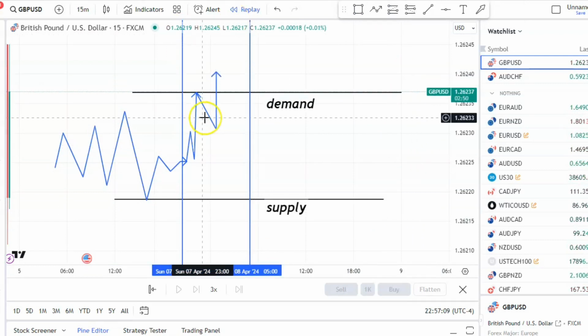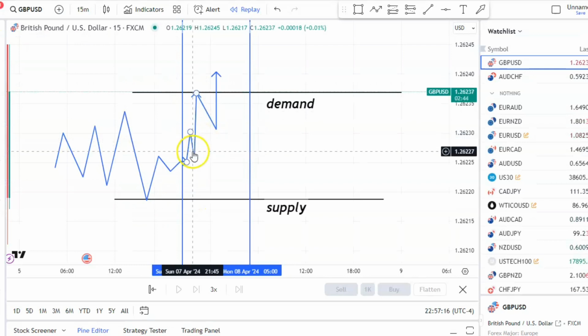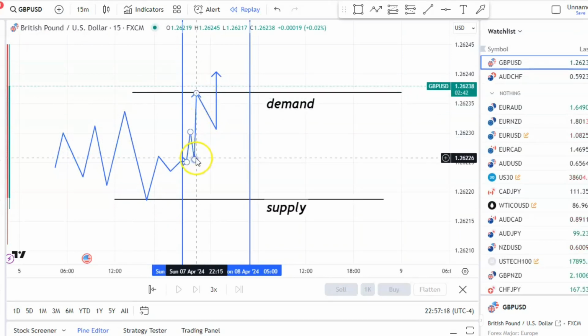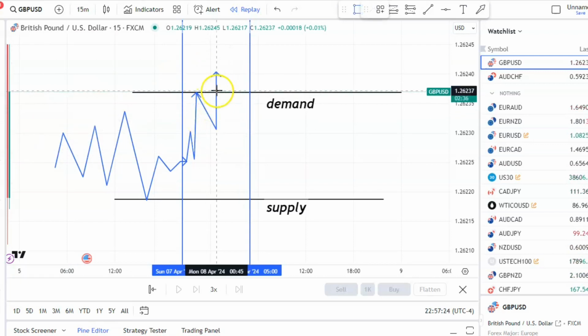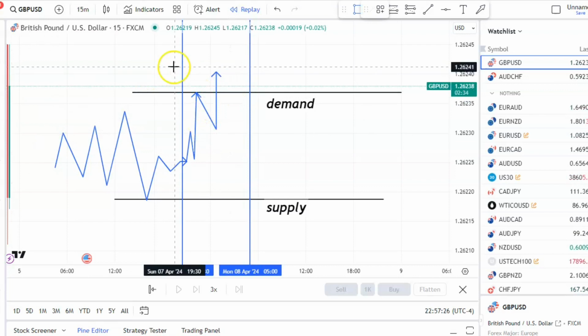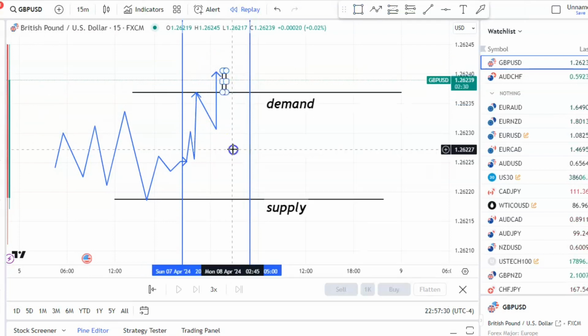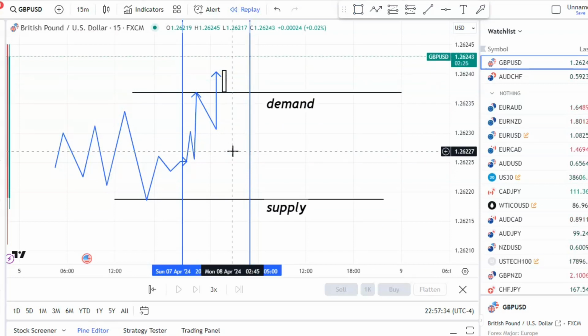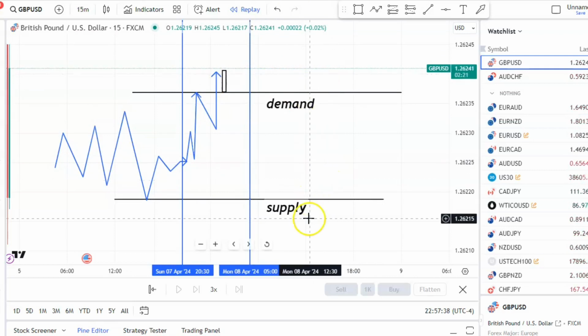Now, once we see the breakout, we look for a 1, 2, 3 pattern. A 1, 2, 3 pattern is this move here: the first move up, second move down, third move up. So this is the 1, 2, 3. And after that, we want to see the next candle after the breakout being opposite to the breakout. Then we have a template for reversing from the demand area to the supply area.